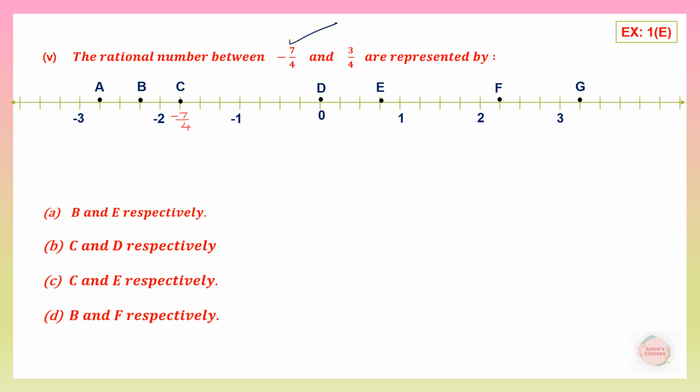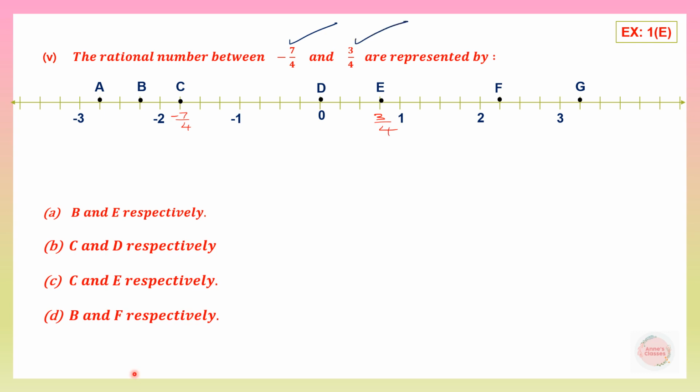Now let's look for 3 by 4. It's positive, so it will be on the right side of 0. So 1 by 4, 2 by 4, 3 by 4 is here. Okay, so let's write that. So 3 by 4 is here. So we've got 3 by 4 from the question.